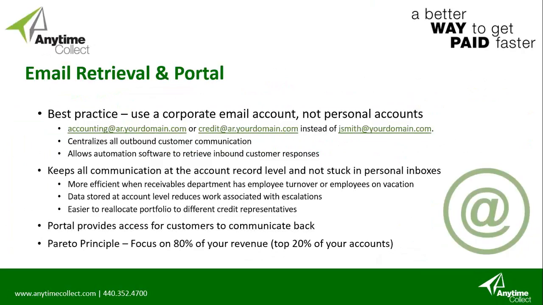Okay? Huge benefit here. And the way we do that is by using generic emails with subdomains. Now, we can still have signatures, so I could still have an email go out with James Mallory, Super Collector, but it's going to go out from accounting at ar.yourdomain.com or maybe credit at ar.yourdomain.com. The reason we're using a subdomain is because we're going to separate this communication.